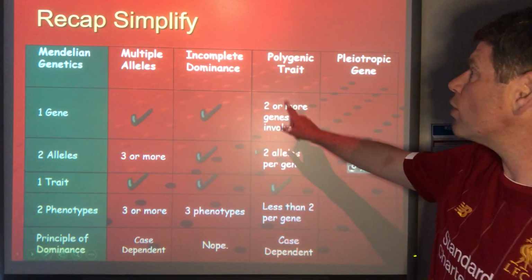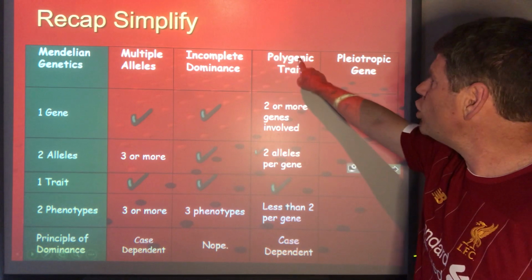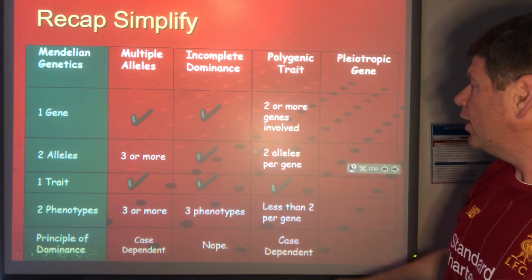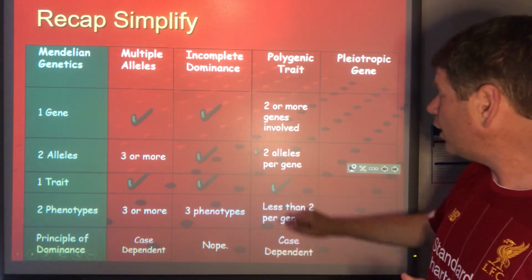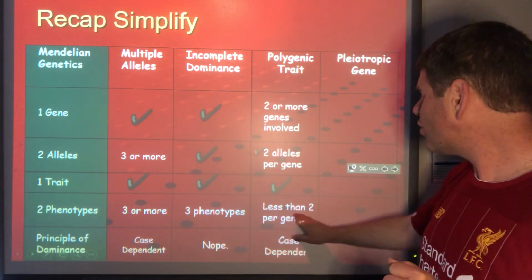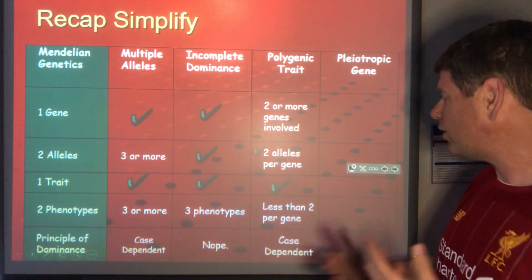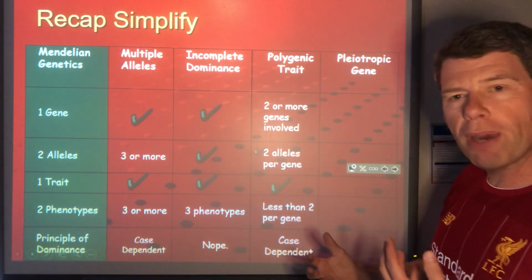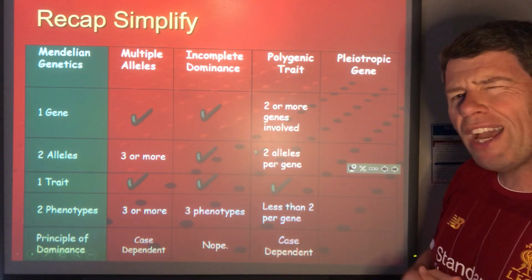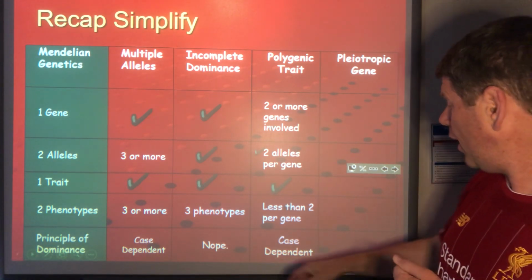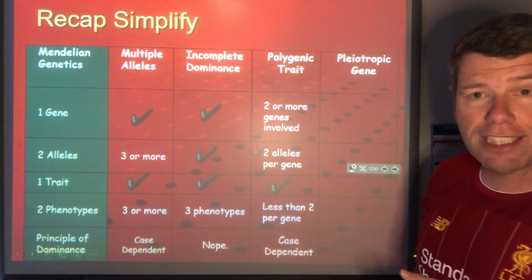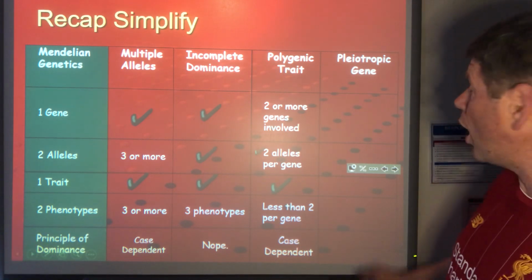So today we talked about polygenic traits. This time there's polygenic, many genes controlling one trait. So there's still two alleles. We're only dealing with one trait. There are two or fewer phenotypes per gene. Remember how that's how come we won't have the 9-3-3-1 scenario. All right. And then again, it's case dependent about whether there's true dominance or not.